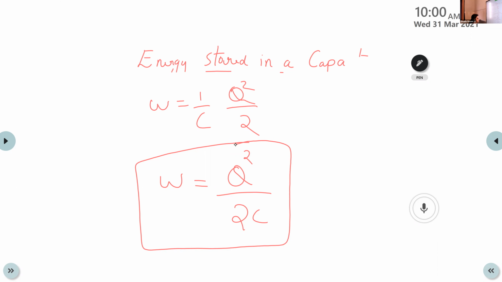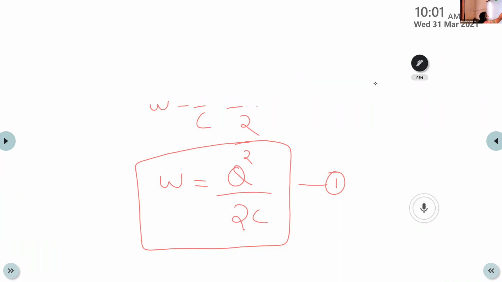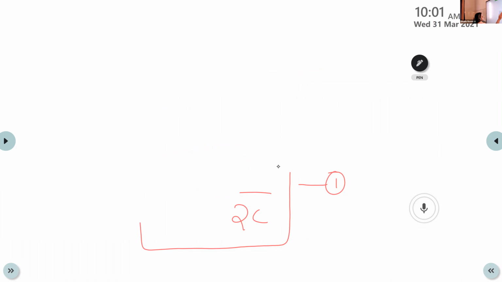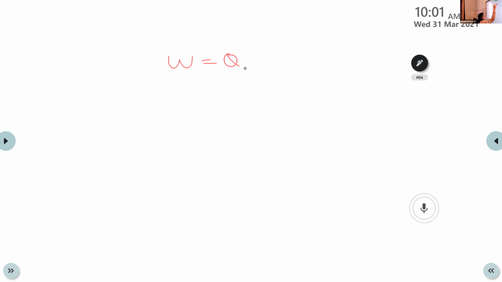This is the basic equation and we need to make some substitutions to this. So we get two more equations for the work done. So this is one equation for calculating the work done or the energy stored in the capacitor. W is equal to Q square divided by 2C. This is one equation for work done by the voltage source in order to store the energy.